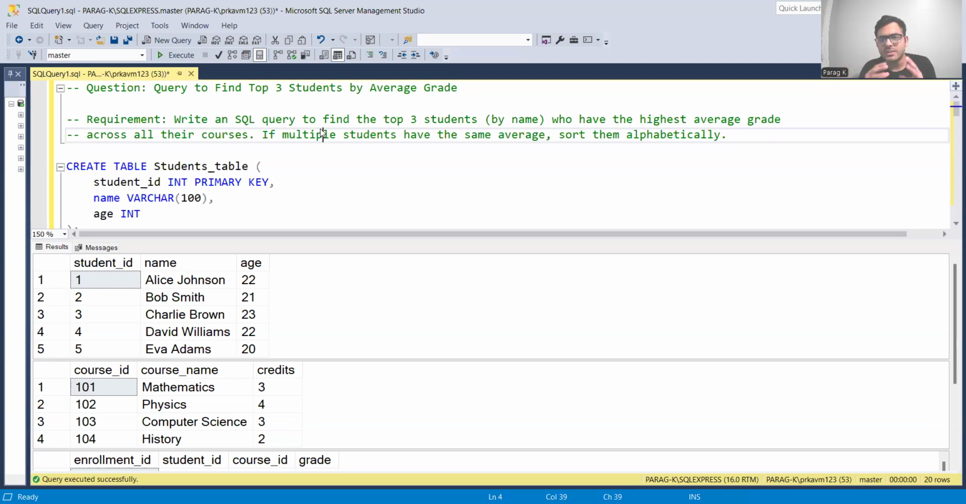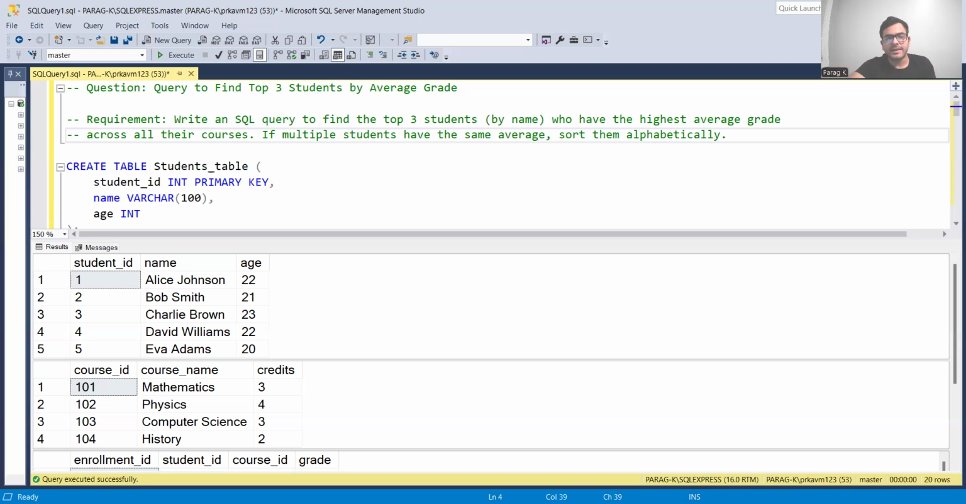Once you understand the words highest average grade, the first thing that comes to my mind is that we have to order it. They don't want it randomly ordered, so it has to be ordered by the highest possible grade. For that I'll be using ORDER BY and then DESC, which is descending. Pretty simple. If multiple students have the same average, sort them alphabetically.